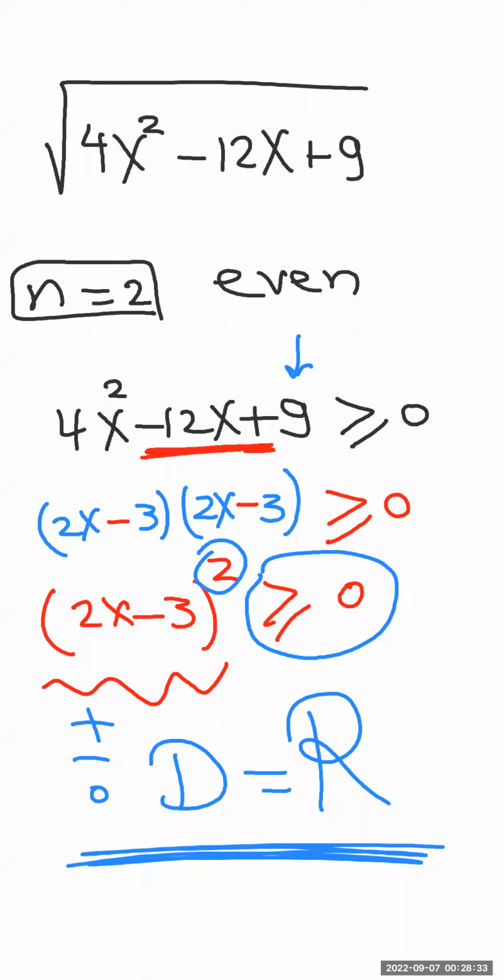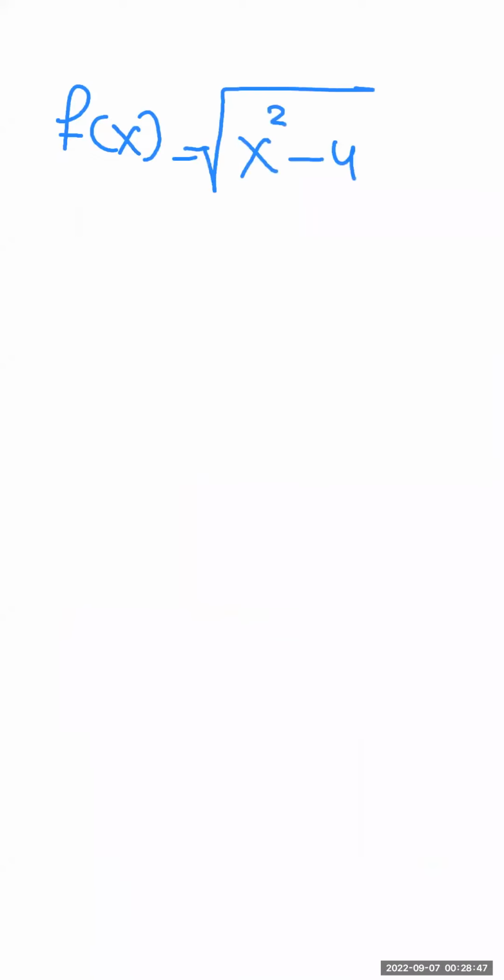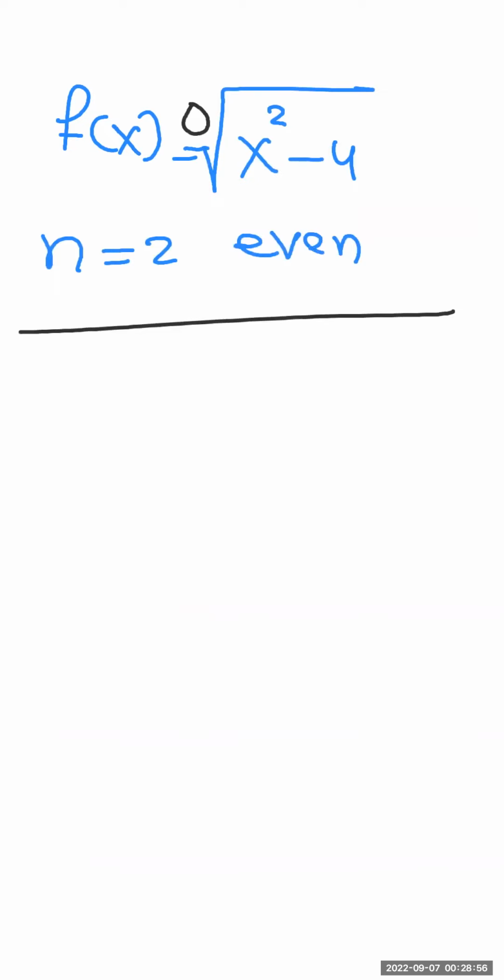Great. Clear, guys? Okay, the next question. If there is a question like this, f of x equals the square root of x squared minus 4. Now n equals 2, even, because this one is a square root, the index is 2. So this means x squared minus 4 is greater than or equal to 0.